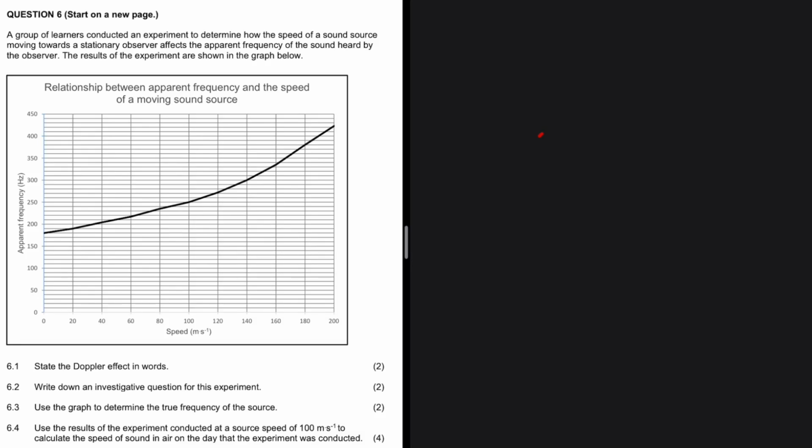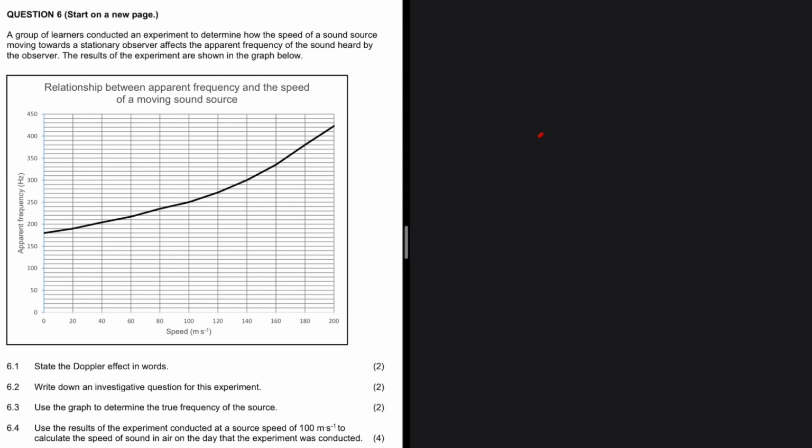Use the graph to determine the true frequency of the source. Let's take a look and see what is happening. So we have the relationship between apparent frequency and the speed of a moving sound source. The apparent frequency, the frequency measured by the listener, by the observer, versus the speed of the moving sound source. So 6.3, we're supposed to use the graph to determine the true frequency of the source.